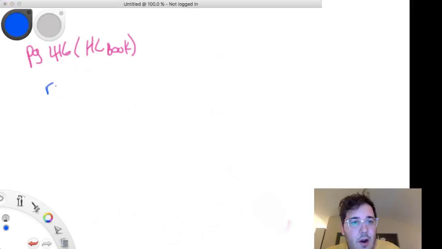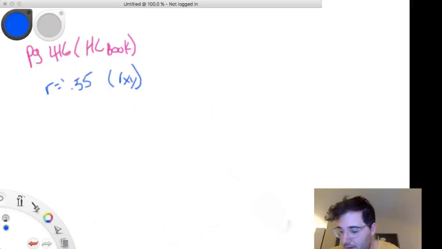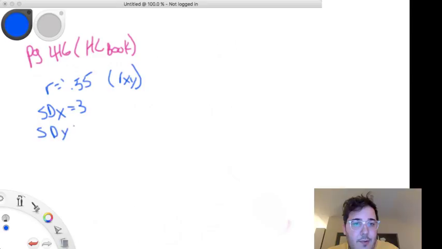They say R for your predictor and outcome is 0.55. This is R, X, Y. They have the standard deviation of x equals 3. The standard deviation of y equals 3 as well. The mean of x equals 68, and the mean of y equals 70.